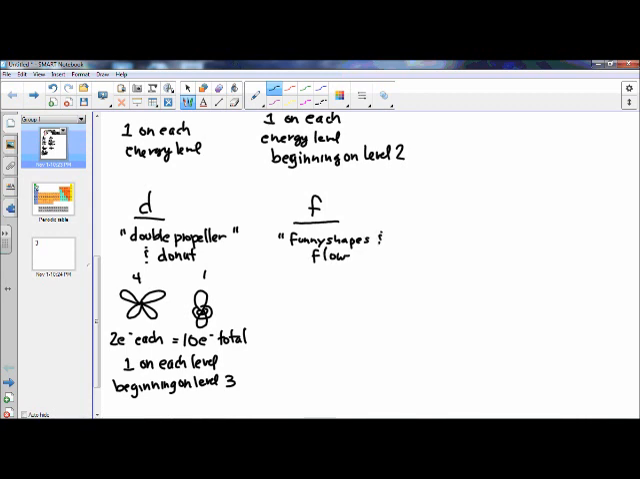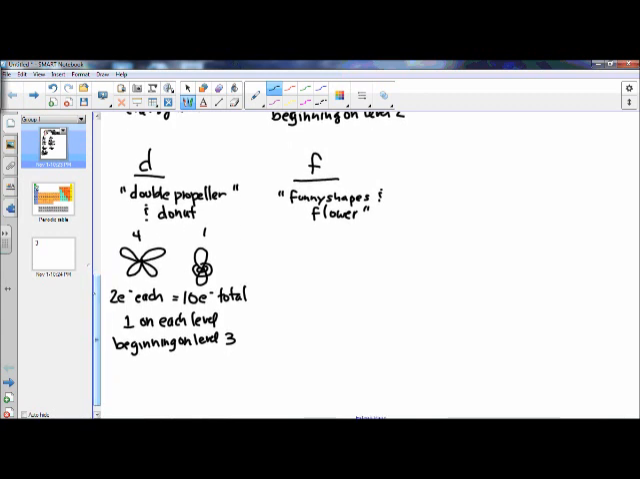And I call these the funny shapes in the flowers. These are names that I made up that go along with the letter designations. It helps you remember, when you look at the letter F, what the shape looks like.